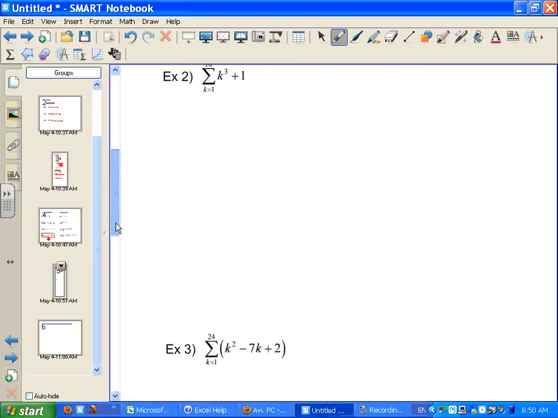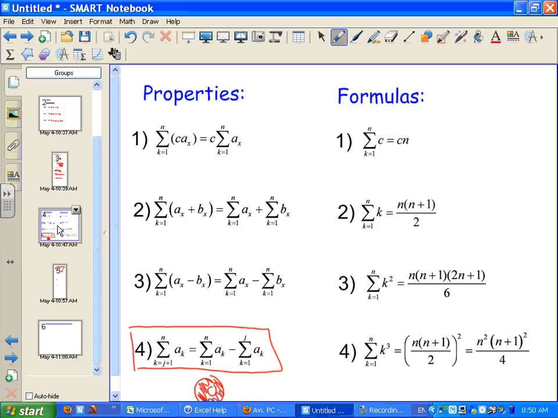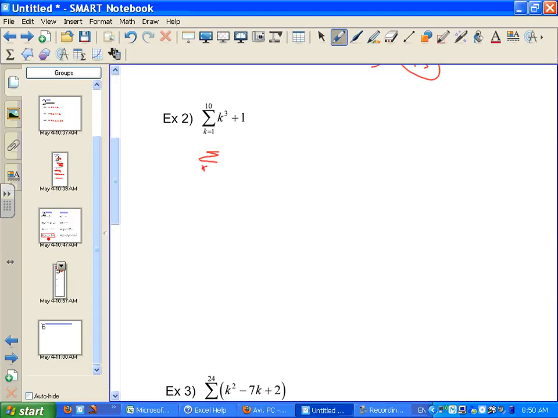All right, so let's take a look at this one. What can I do for this one? What's the first property? What property should I invoke first? I'm adding two things, so I'm allowed to break it up as two summations. So I'll have the summation of k to the third, plus the summation of 1. Now this one is the easy one because it's a constant.